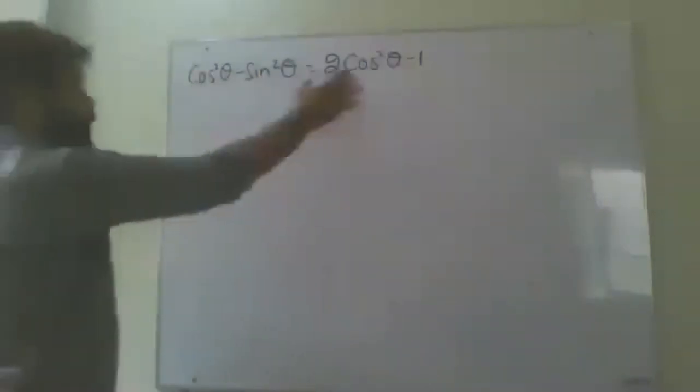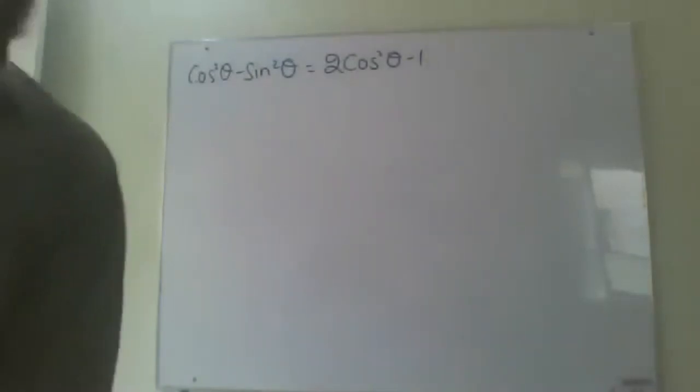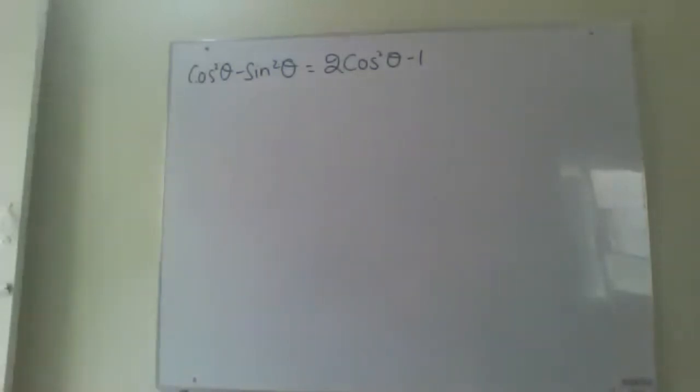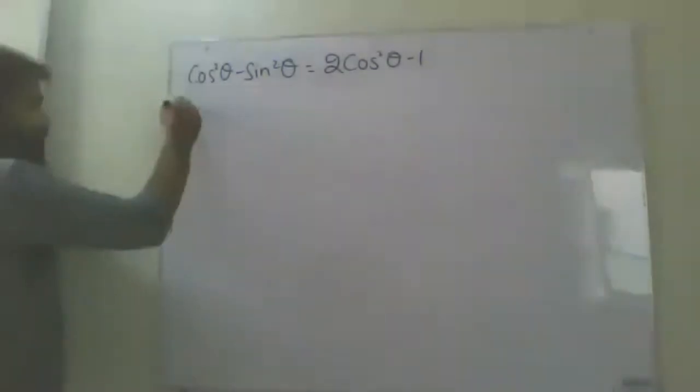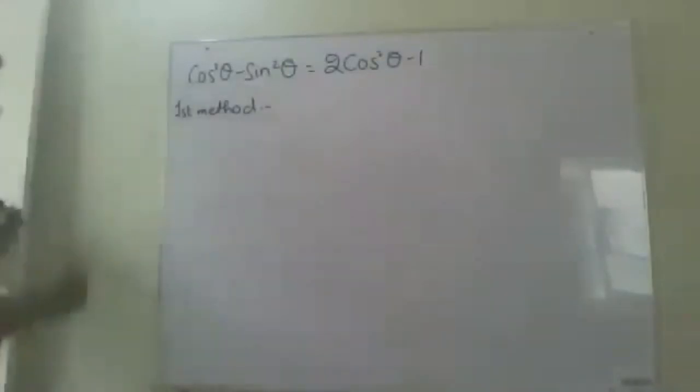Otherwise, don't shift anything. Take one side, solve it, and make it equal to the other one. Whatever you want to do, you can do it. It's your choice. First of all, I'm solving it by the first method. After that, it's your choice, whichever method you want to use.